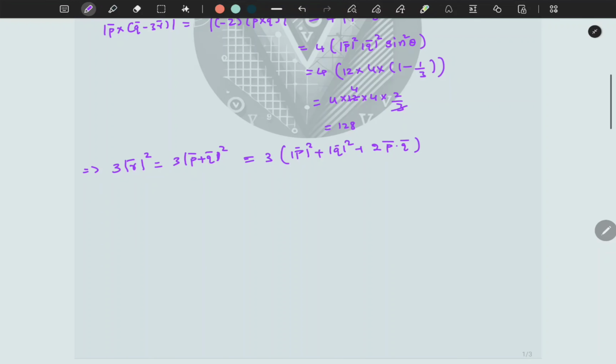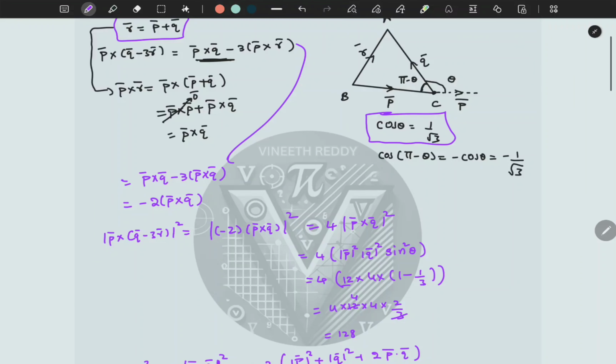Am I right? That's what we get here, right? Okay. So again, this will be 12 from here and this will be 4. Acha, what do I get here? This will be 2 magnitude of P, magnitude of Q cos theta, right? And cos theta is 1 by root 3, right?